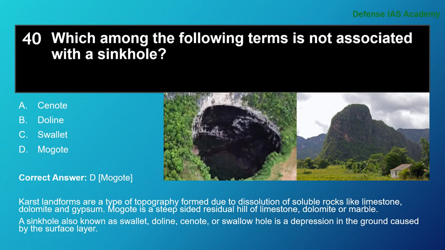Now, a sinkhole is exactly the opposite thing. A sinkhole can also be called a swallet, a doline, a cenote, or a swallow hole. It is a depression in the ground caused by a collapse of the surface layer. So, they are exactly opposite things. A Mogote is a hill and a sinkhole is a depression. So, a sinkhole is definitely not associated with a Mogote.